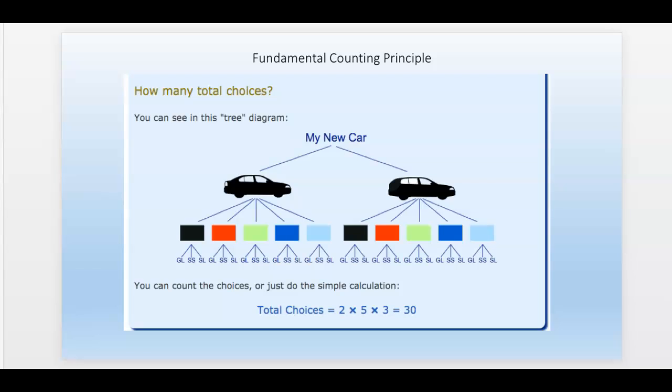You can use a tree diagram too if you like. 2 times 5 times 3. That's 30 different possibilities, 30 different ways that the car you order, you can get 30 different cars.